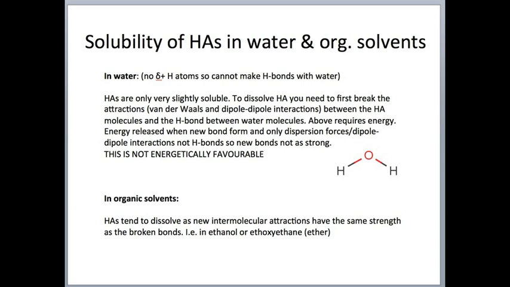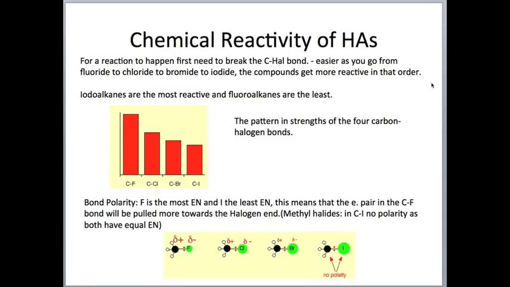Both of these require energy, but energy is also released when new bonds form. Because in this case we only have dispersion forces and dipole-to-dipole interactions, and they're not hydrogen bonds, the new bonds are not as strong. So generally this is not energetically favorable. However, halogenoalkanes tend to dissolve in organic solvents such as ethanol because the new intermolecular attractions have the same strength as the broken bonds.